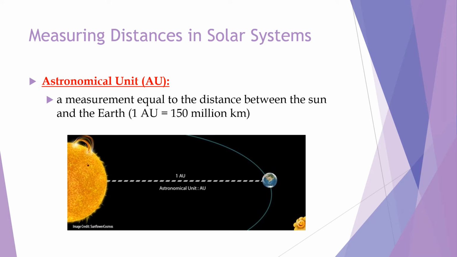Okay, so measuring distances in solar systems, we talked a little bit about this in the first lesson. An astronomical unit is a unit of distance in space, a measurement equal to the distance between the sun and the earth. So 1 astronomical unit is equal to 150 million kilometers. That means that if 1 AU is the distance from the sun to the earth, then the distance from the sun to the earth is 150 million kilometers. Okay, so that is equal to 1 AU.